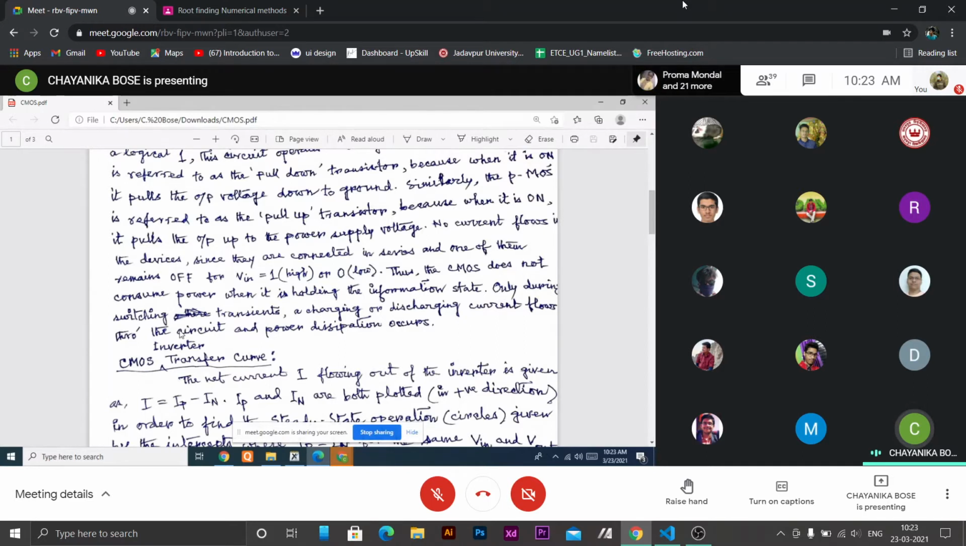But only during switching transients. When this one changes to 0, then output will change from 0 to 1. During such switching transients, a charging or discharging current flows through the circuit and power dissipation occurs. That means only during switching transition will power dissipation take place. Otherwise, so long as the states are maintained, they will not consume any power. So that is the main advantage of CMOS over all other systems. And so CMOS is so important.